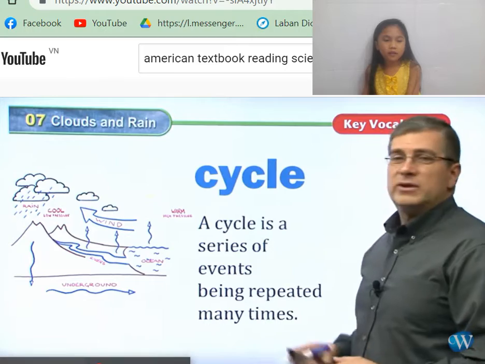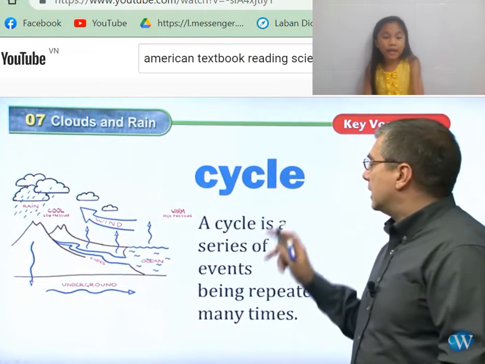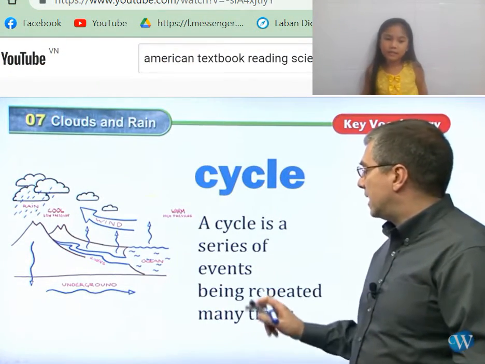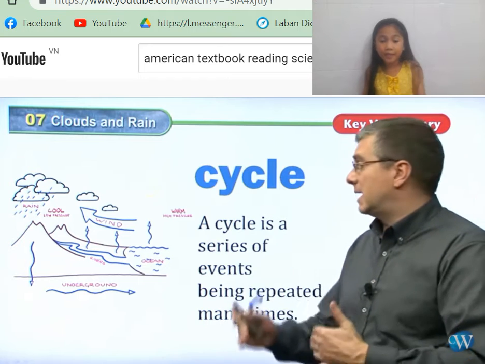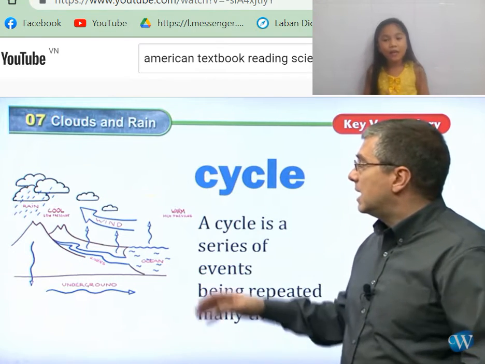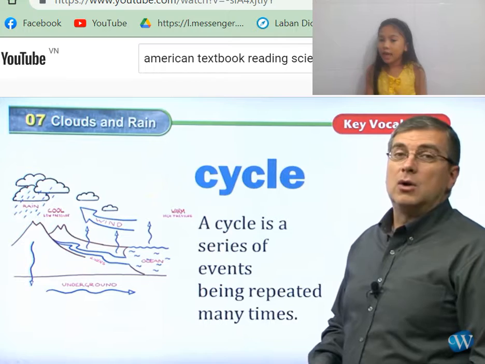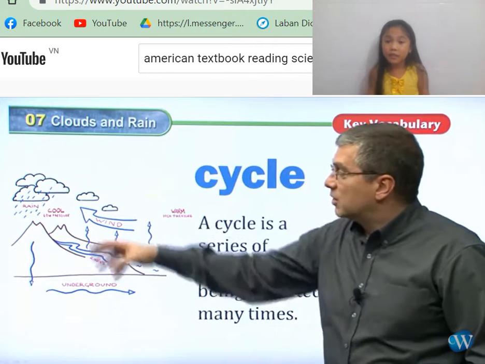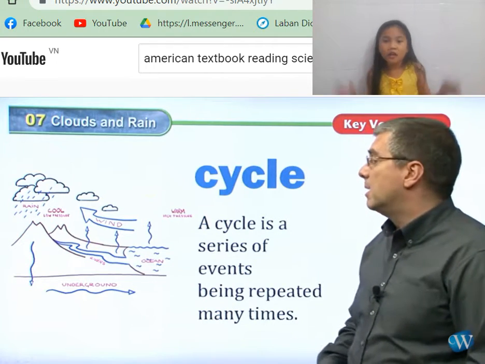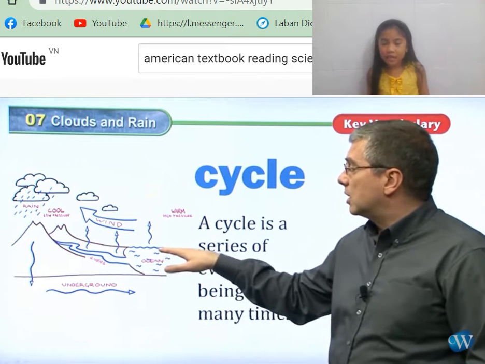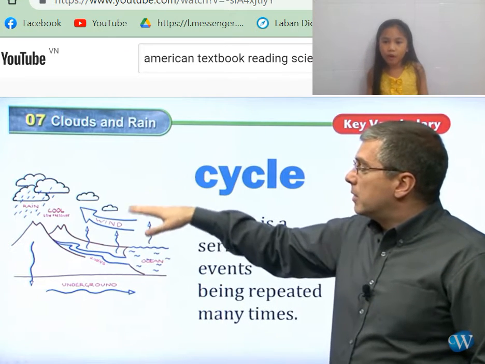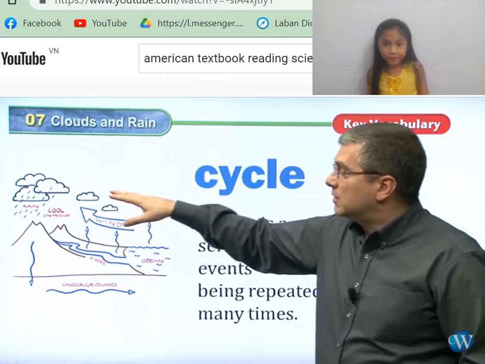Let's start. Okay, so here we have a cycle. A cycle is a series of events being repeated many times. So a life cycle is a cycle for animals. They usually are for living things, not for non-living things. This is the chart of the water life cycle.